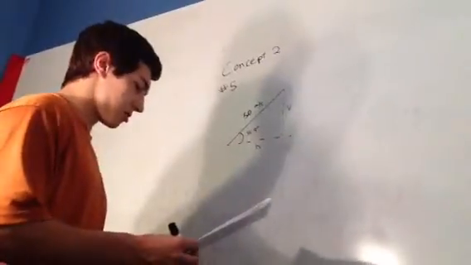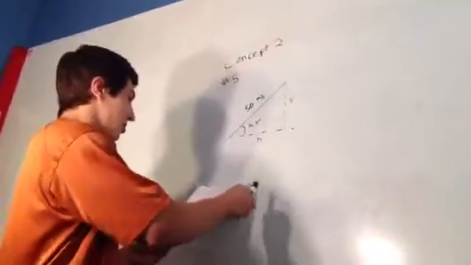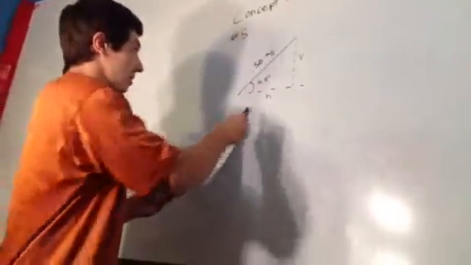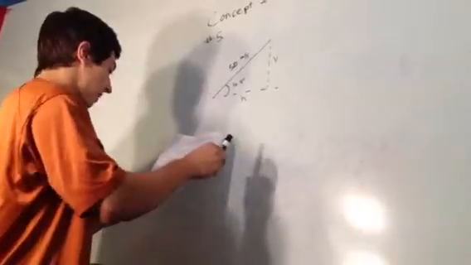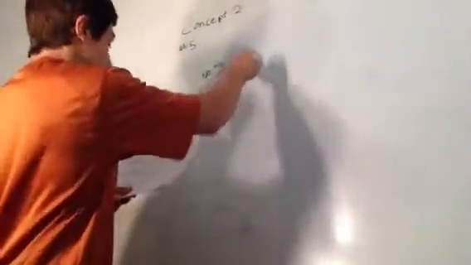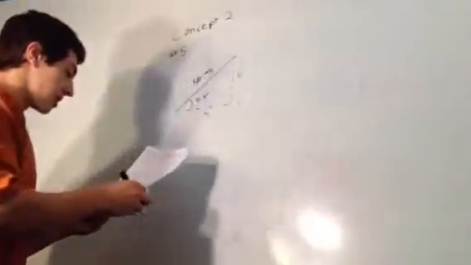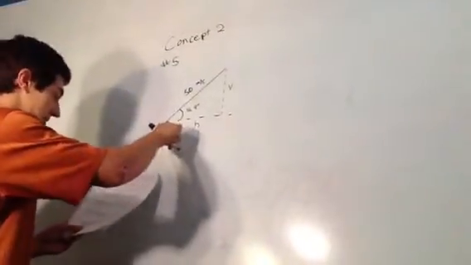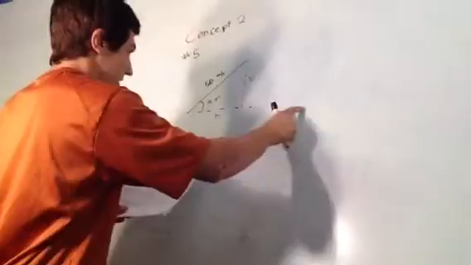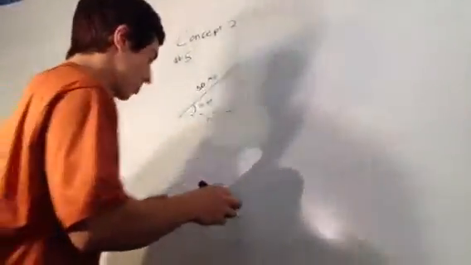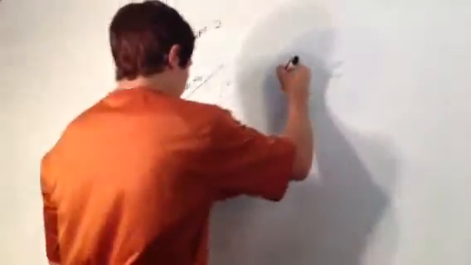So for concept 2, number 5, an object is launched with an initial velocity of 50 meters per second, and the angle is 36.9 degrees above the horizontal. So you need to find the horizontal and vertical components of the object, and you also need to find out the time that it's going to be in the air, and then you need to find out how far it's going to go. So first we can solve for the vertical and horizontal.